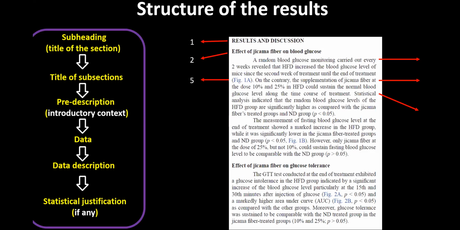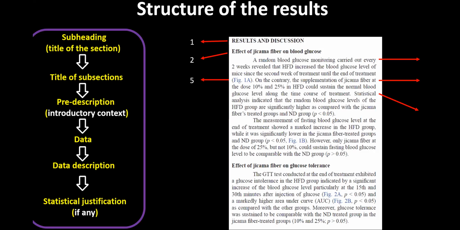Afterward, if you have a statistical justification result, you show it in the very last part of the paragraph. So when we construct the results part, we have to follow this formula, the contents, the structure: first the subheading, then the subsection, then the introductory context, and then you show the data directly. After the data, you describe the data, and then you inform the result with statistical analysis.